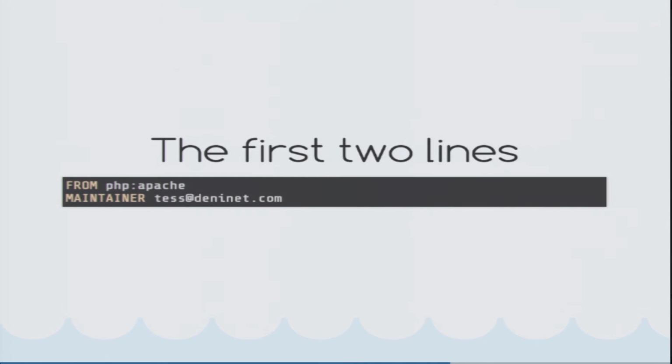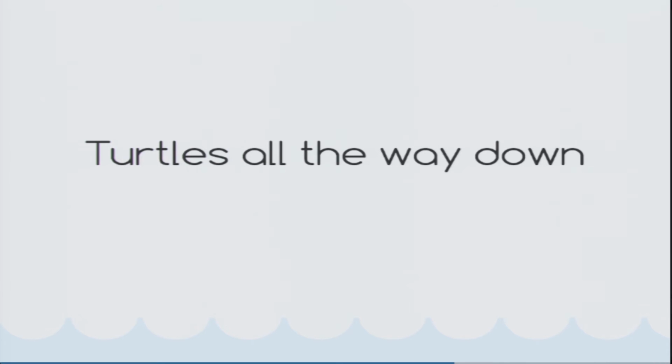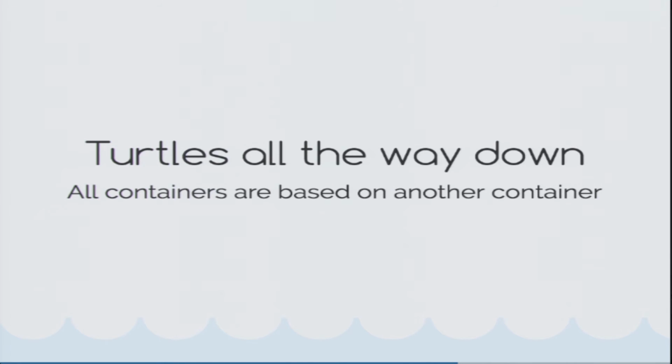Okay, now I'm going to edit that Dockerfile, and I specify two lines. The maintainer line is pretty obvious. That's going to be the email address of the person who maintains this Dockerfile. But the other one's kind of weird. That's an image name from Docker Hub. Why do I need to specify that? Well, it turns out that containers are kind of like turtles all the way down.